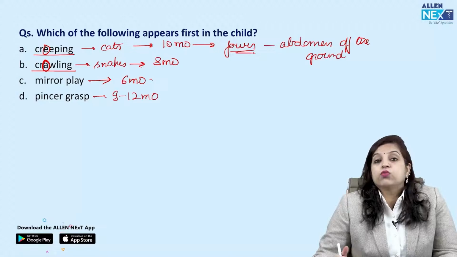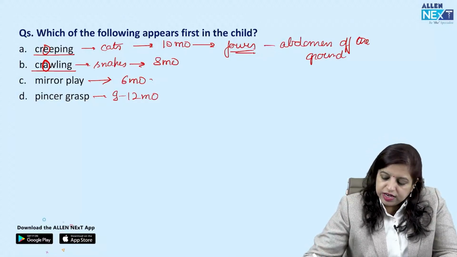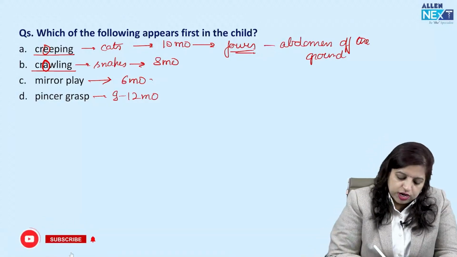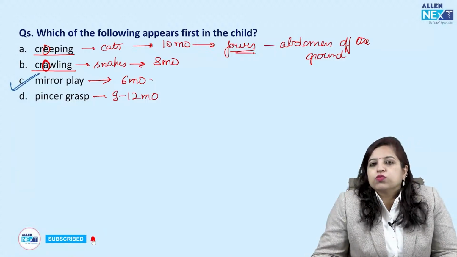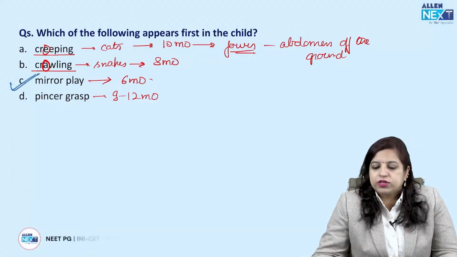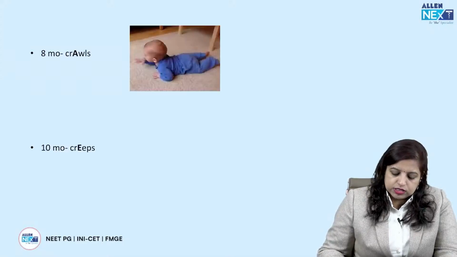Now we have to decide which appears first. So we can very clearly see what appears first in this child is the mirror play. This is going to be your correct answer for this question, right? So let us again see what is crawling and creeping.